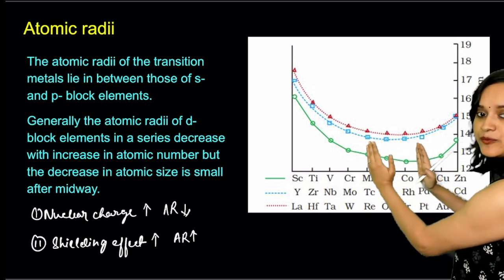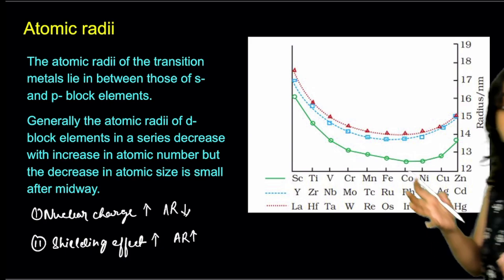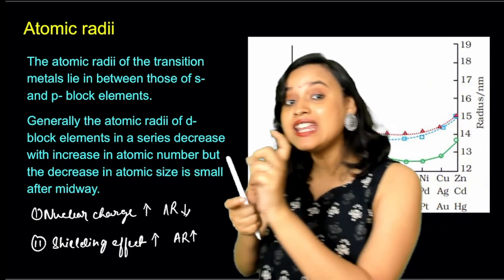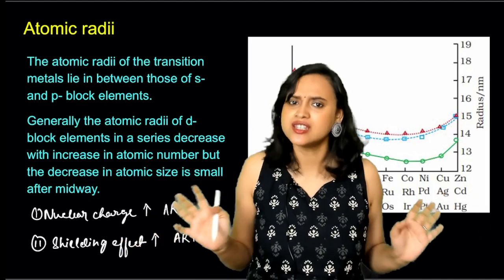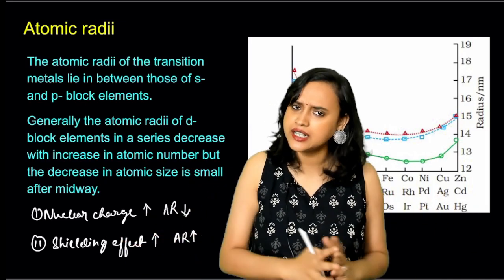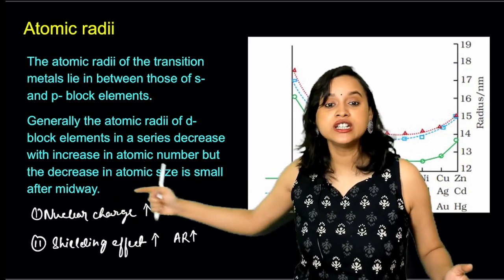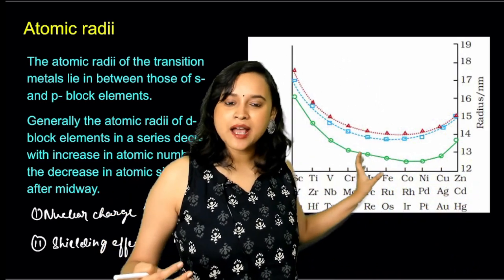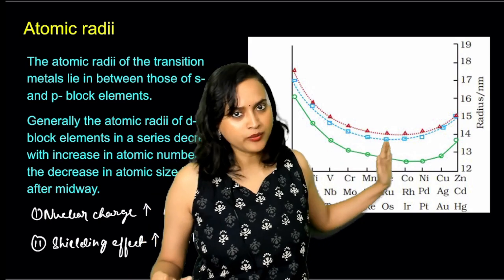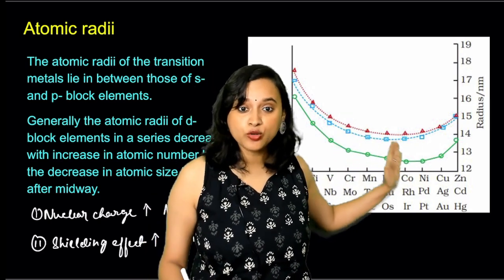But right at this position, you notice that the increment or the decrement, that means the atomic radius, is not changing very much. It is pretty much consistent. Correct? Why? Because both of these factors, nuclear charge and shielding effect, are working together here. Now what is happening here is that, yes, for sure, atomic number is increasing. No problem with that.